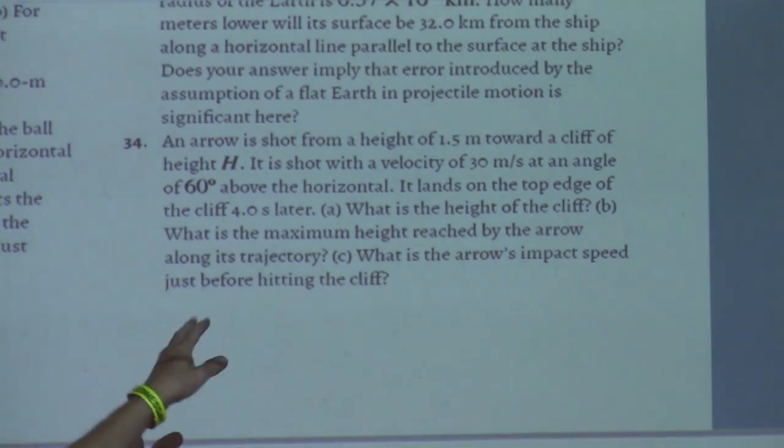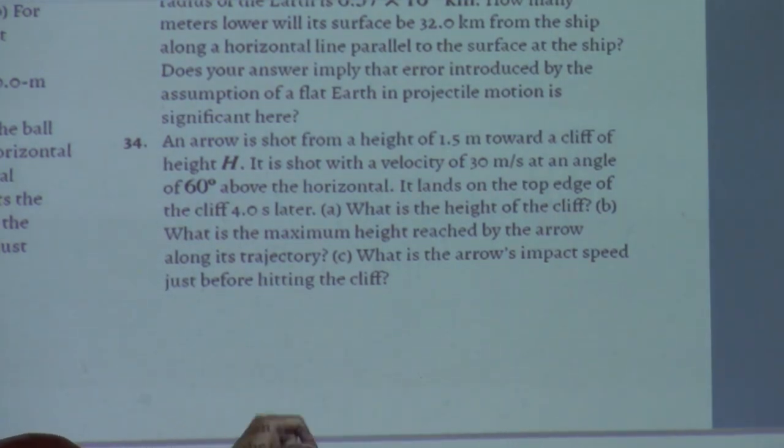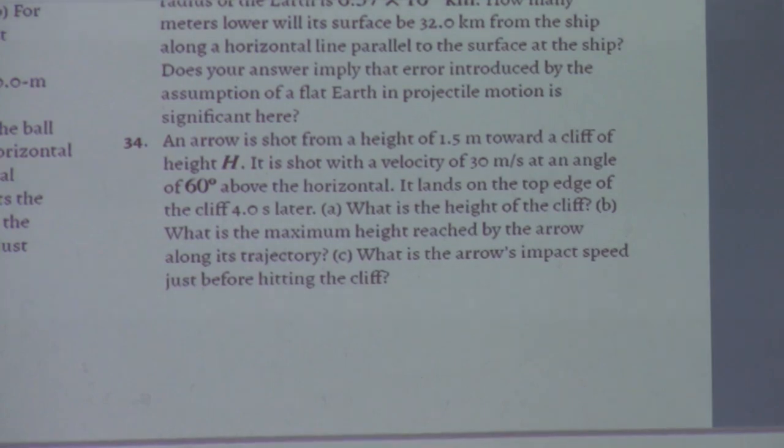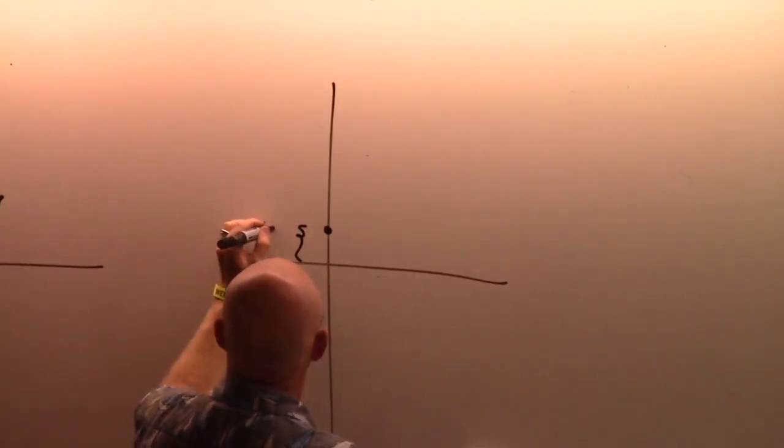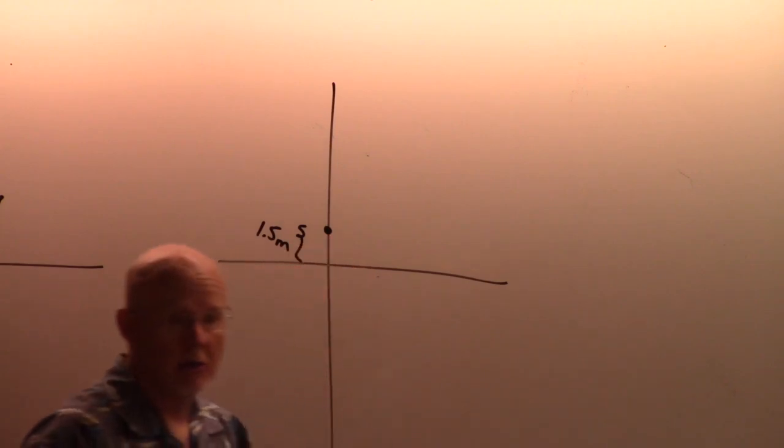It says, an arrow is shot from a height 1.5 meters towards a cliff of height capital H. Okay, just with that sentence alone, I might come over here and say, all right, the arrow is shot at some speed and some angle, and it's going to start 1.5 meters above the ground.